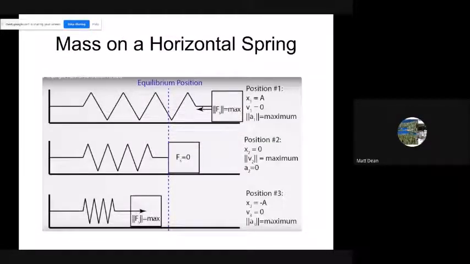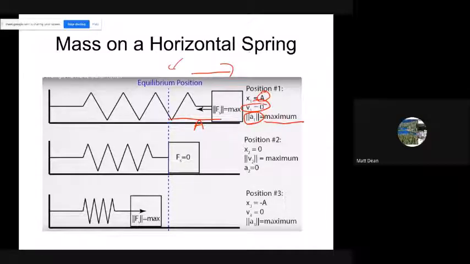All right, so let's look at this picture right here. So here we're dealing with a mass on a horizontal spring. And you can see the equilibrium position marked in blue. So let's say that we took this mass and we stretched it back this way. And we stretched it to a maximum displacement of A. So the distance from here to here is A. That's the maximum displacement. Right now, we're still holding on to it. The velocity at this point is 0. But the acceleration is at a maximum.